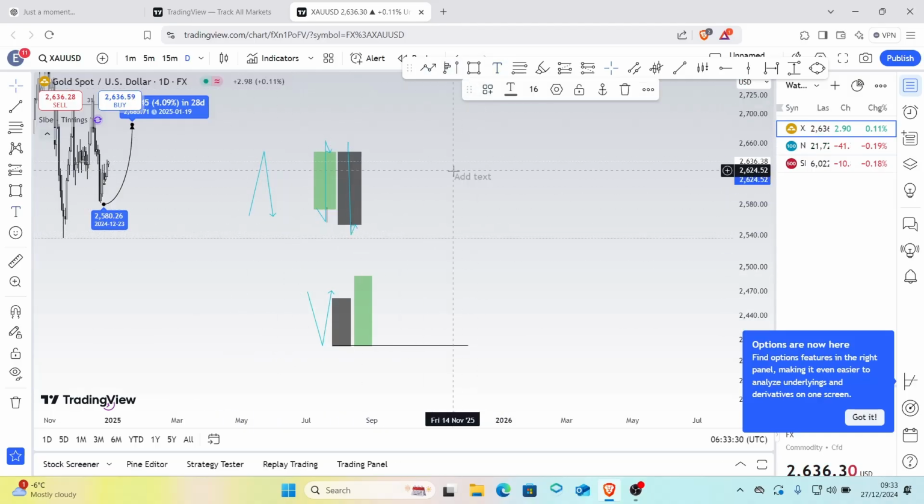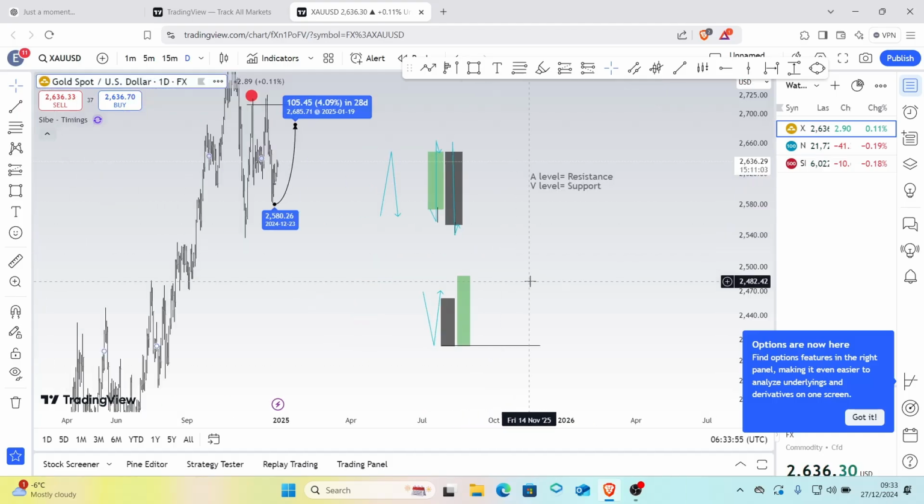So let me just write it here. A level equals resistance, and V level equals support.